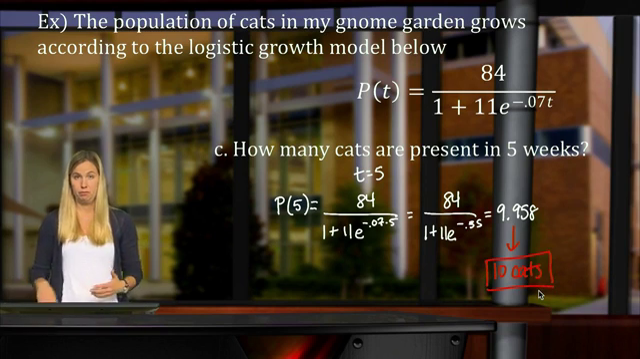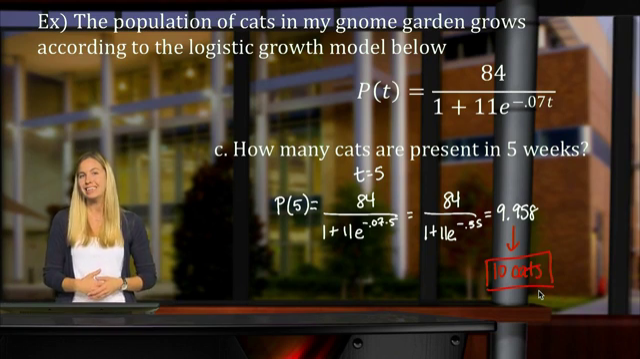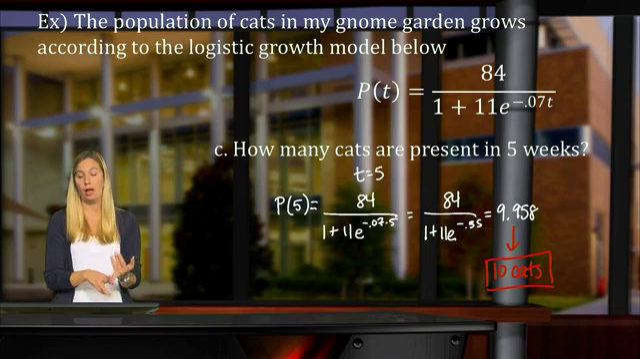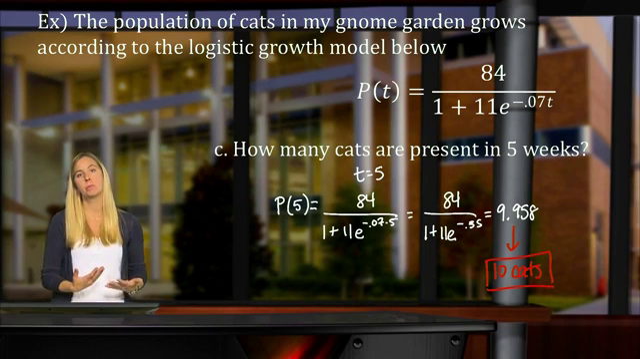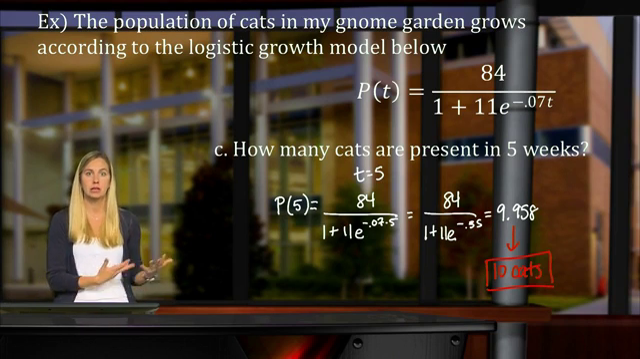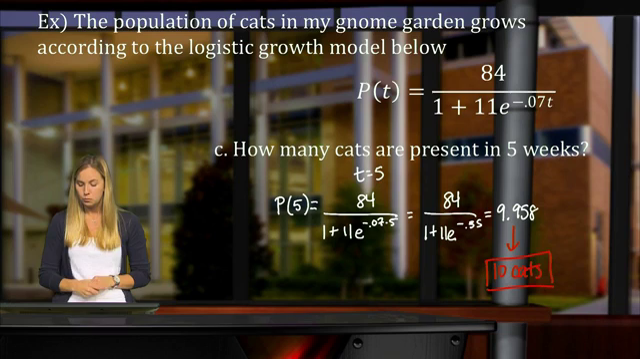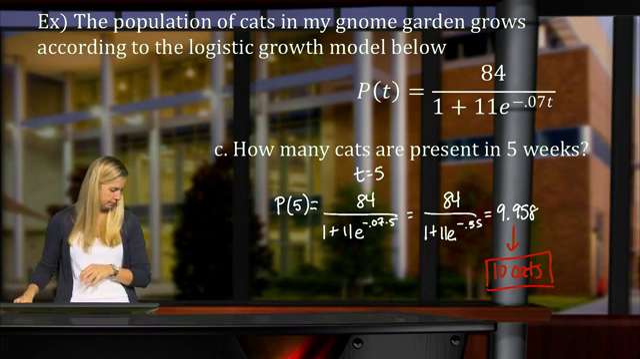Now, again, the reasonableness of this answer is very easy to check. We know that you can only have a total of 84 cats. So if you ended up with a number that was so astronomically large, beyond 84, then you've made some type of mistake in typing this into your calculator. So 10 cats after 5 weeks.